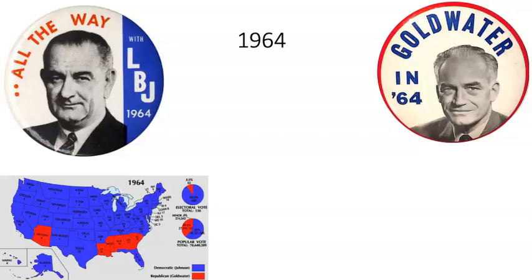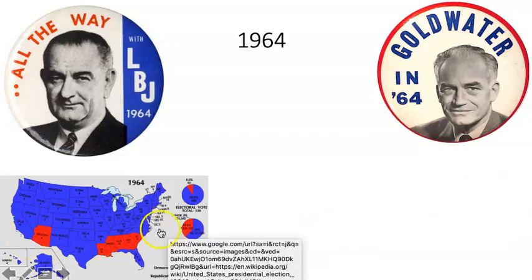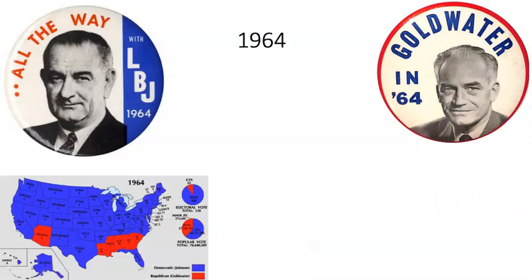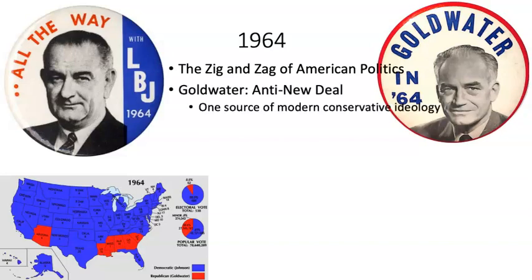1964 election. Lyndon Baines Johnson versus Barry Goldwater. Goldwater is from Arizona. The South likes him. Arizona likes him. And this is very important because this shows us how politics change in this time period. Goldwater is an anti-New Deal Republican. So again, not Eisenhower. This is not the Eisenhower Republicanism.